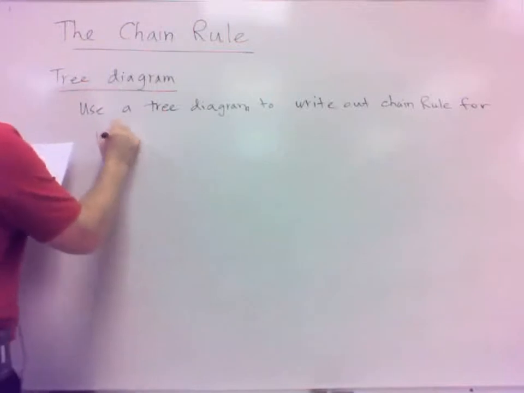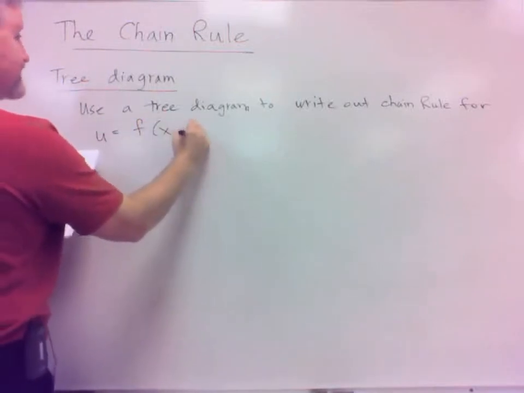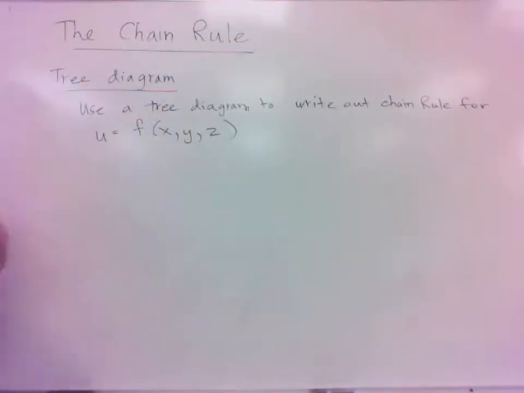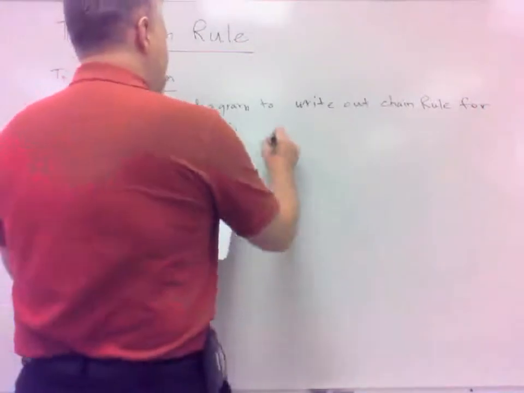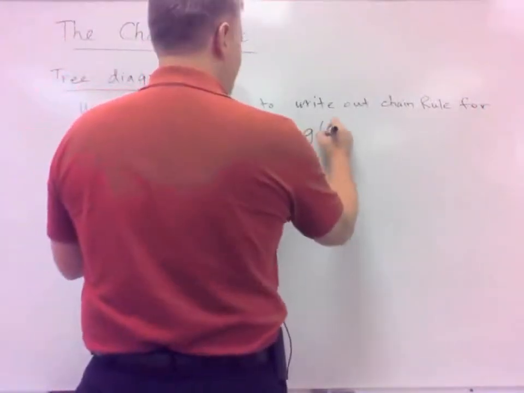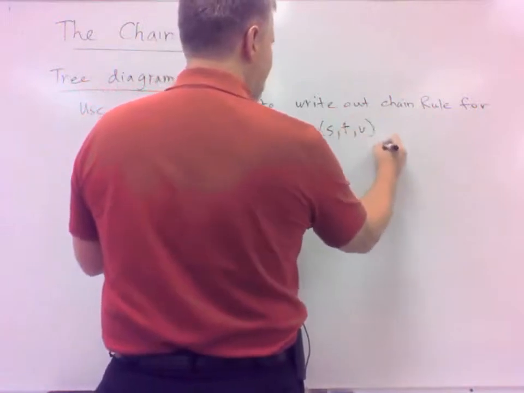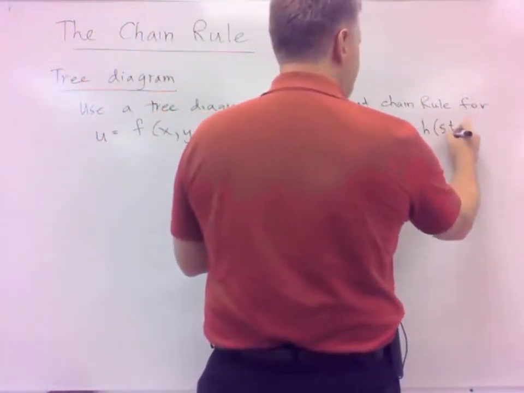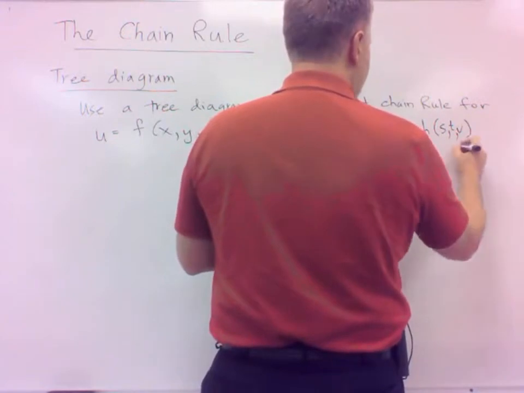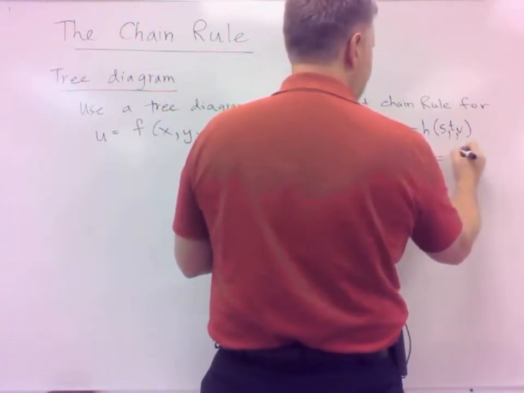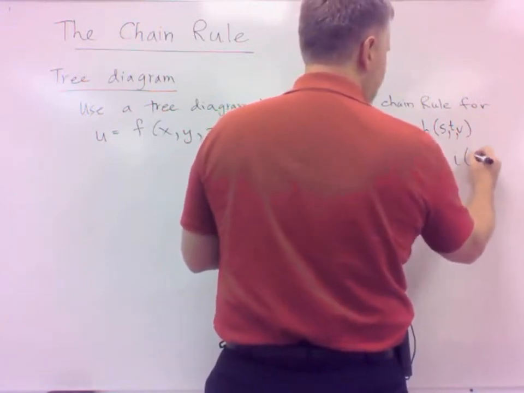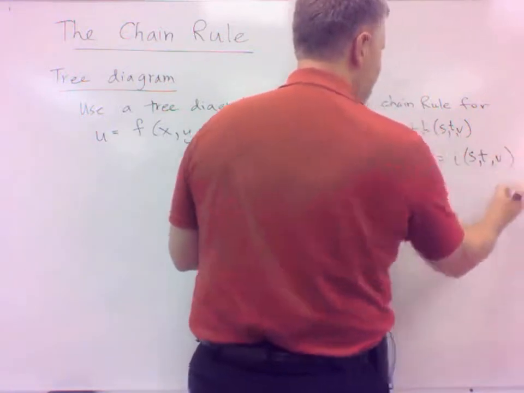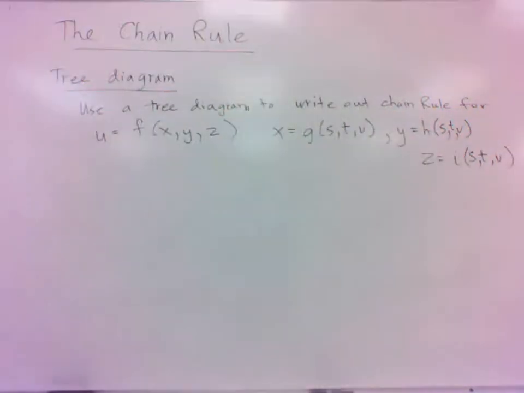All right, so we've got u equals a function of x, y, and z. And then x is a function of s, t, and v, and y is a function of s, t, and v, and then z is a function of s, t, and v. Okay? What do we have for a chain rule there?